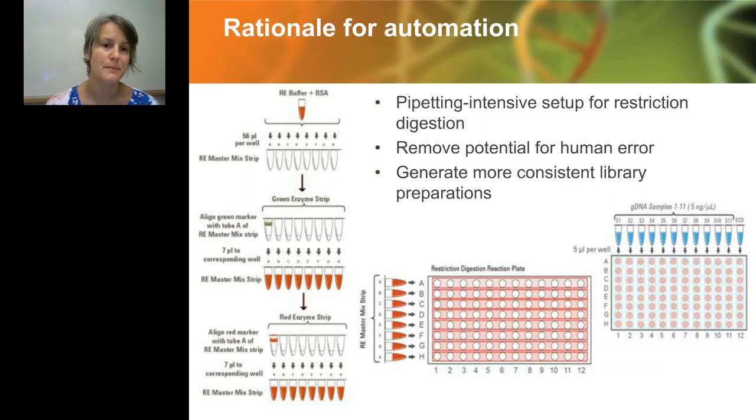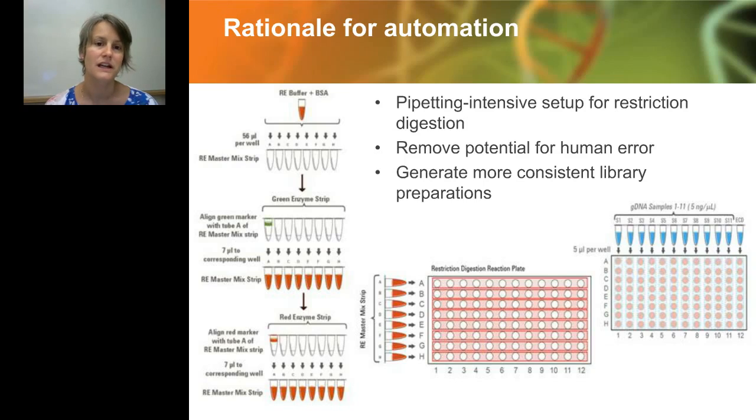The first step is setting up 8 restriction digests for each biological sample. And so you can only do 12 biological samples, and that will be an entire 96-well plate. And of course, there's room for error as you add these restriction enzymes and also the master mix.